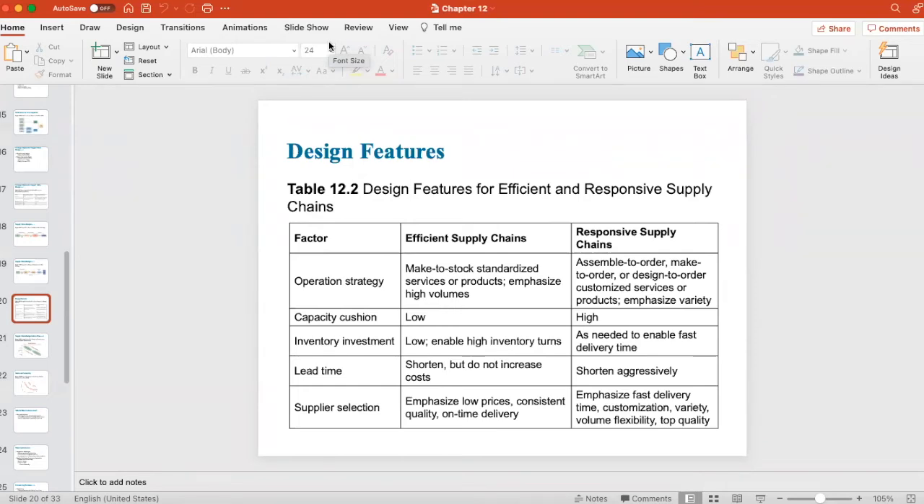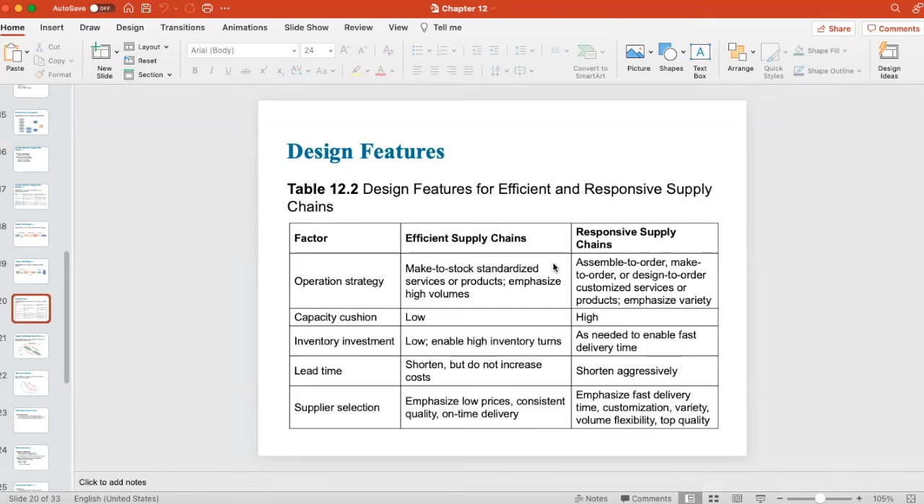All right, then the capacity cushion within efficient supply chain normally is lower compared to that within the responsive supply chains. All right, as to the inventory investment dimension, we already talked about this specific aspect, right? And also, especially within the efficient supply chain, normally we will keep our inventory level at a relatively lower level, such that we can ensure a higher inventory turnover, transferring from inventory to the sales goods, all right, in order to increase the overall efficiency within your supply chain.